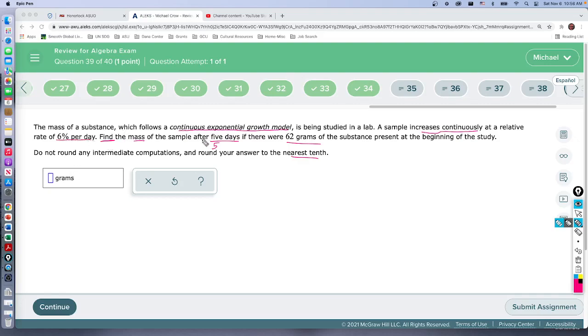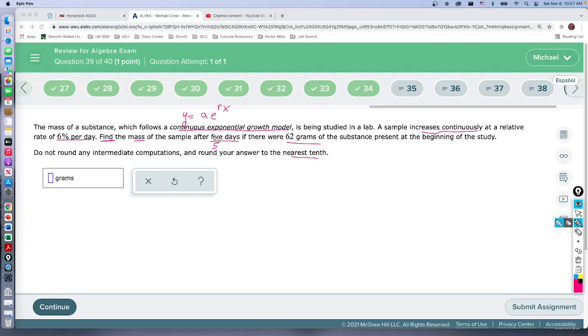So what does that mean? Continuous exponential growth model. That is y equals a e to the rx. Okay, so this is our continuous exponential growth model. So this you have to know. Continuous growth is e to some power, and that r, that's our rate. We're doing a daily rate.